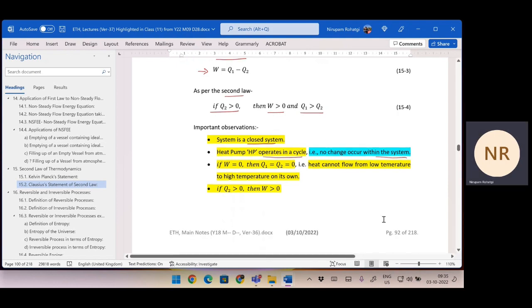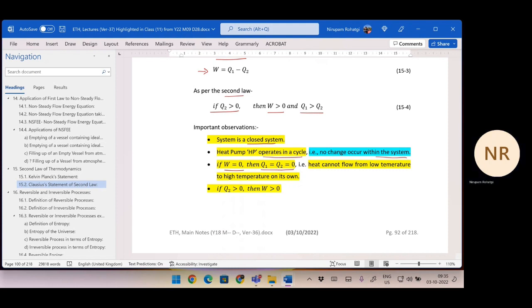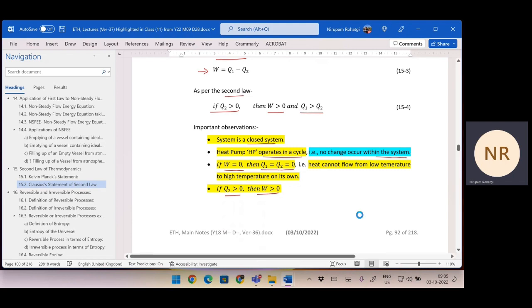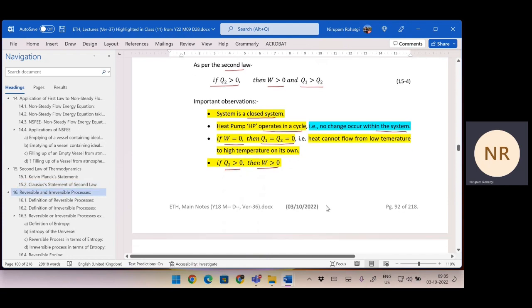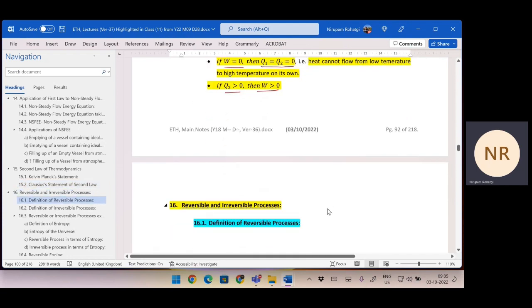Or you can say that if W equal to 0, then Q1 and Q2 will be 0. Q1 is also 0, Q2 is also 0. It will not run. Okay. So, if Q2 is greater than 0, W will be greater than 0. We have already talked about it.